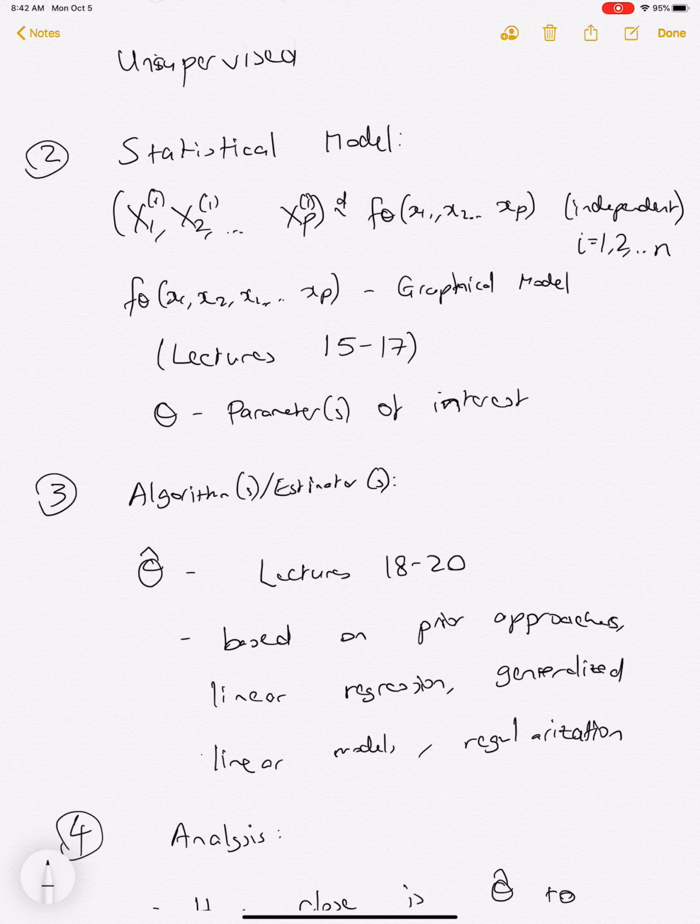Obviously the third component of our framework is the algorithms or estimators, and so that's this theta hat, which is going to be an estimate for theta, and that's what we're going to cover in lectures 18 to 20. And what's interesting is that all of the prior approaches we spoke about, like linear regression, generalized linear models, and regularization, all of those are actually going to be used for this. And so you might think it's a little weird that here we have an unsupervised setting, whereas the previous three topics or modules were supervised, but in fact those are going to be very important when we talk about our estimators or algorithms for estimating these parameters theta hat.